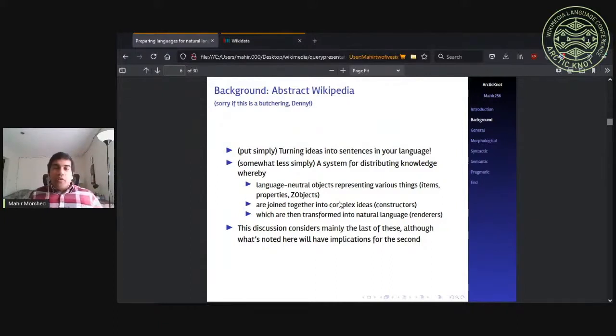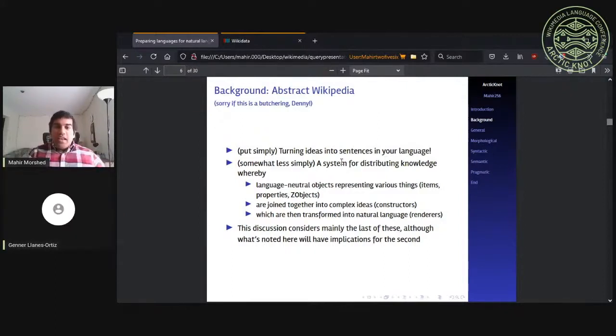So you might have an object for the concept of something being tall. You might have a concept for Mount Everest, or I guess an item. And you might have a concept for some superlative aspect, to say that Mount Everest is the tallest mountain. You might want to join these concepts together using these constructors and then transform the structure that results from these constructors into natural language.